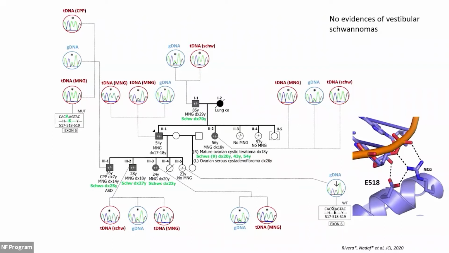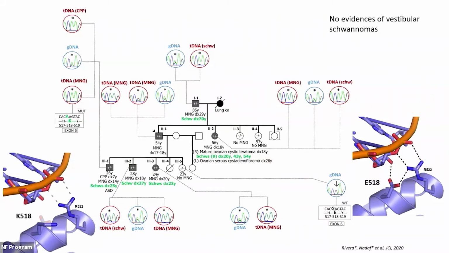This is just a modeling of a prediction of what the mutation would do to the binding of the RNA. This is the helix where the mutation is located. These glutamic acids stabilize this arginine and create hydrogen bonds to the RNA. When you change it to a lysine, these bonds are predicted to be broken and the arginine is destabilized.